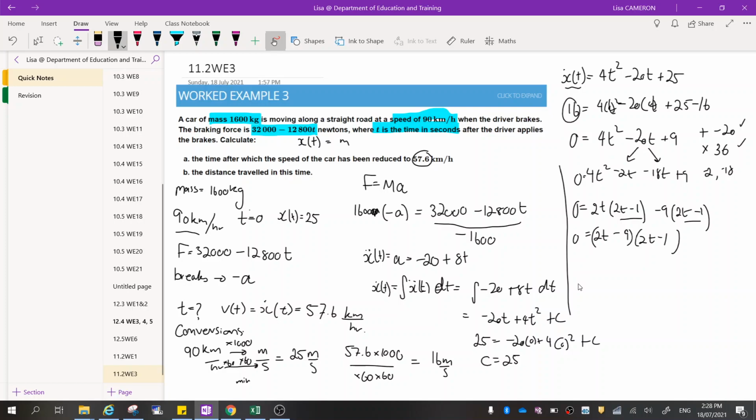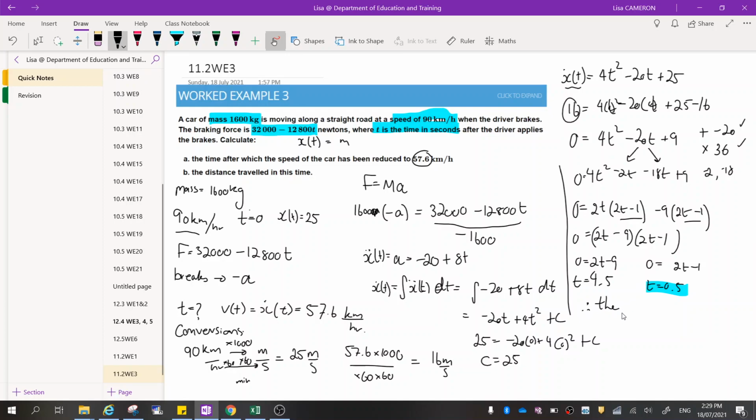From this point, I can use the null factor rule to work out what the times are, and we're going to look for the one that happens first because of the way that the question is worded. The other thing that we have to look for is the first positive number. So if one of these works out to be a negative, that's no good, we don't want it. So 0 equals 2t minus 9. That means that t is equal to 4.5. And for the other one, 0 is equal to 2t minus 1. So t is equal to 0.5. This number is the one that would happen first, and it's positive, so that's the one that we're going to take.